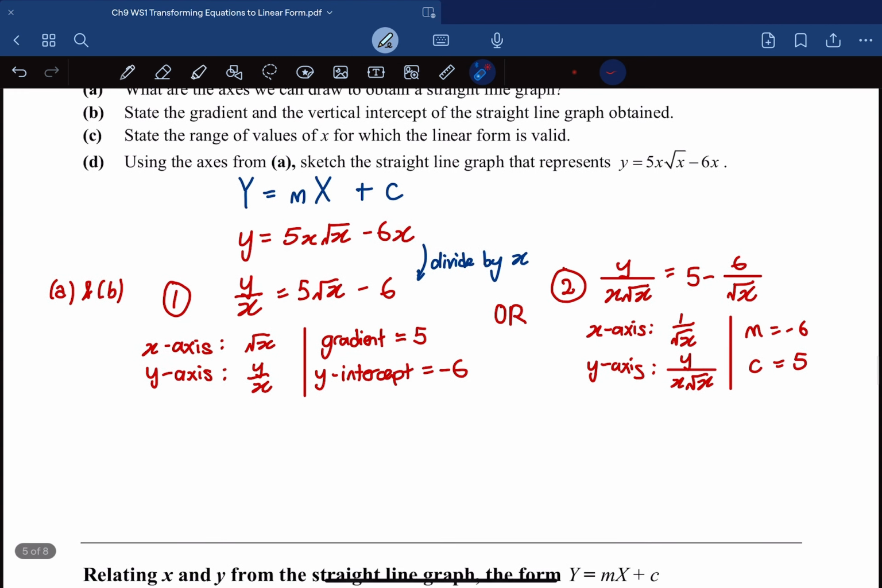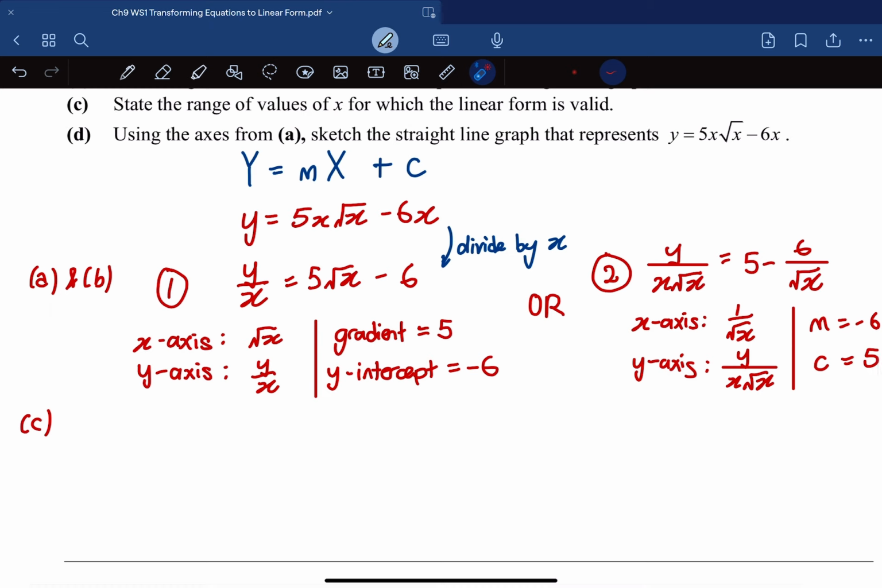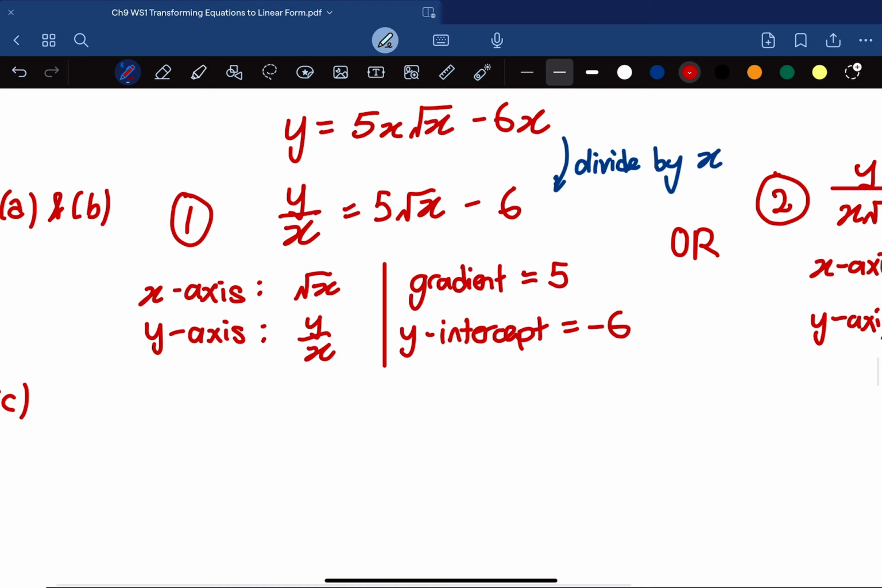So let's look at method 1, part C. State the range of values for x, which the linear form is valid. So if you recall, if I have a square root over here, this x must be at least 0. And if I have y over x, x cannot be equal to 0 because the denominator of a fraction cannot be 0. So therefore, the conclusion is that the range over here is that x must be greater than 0.